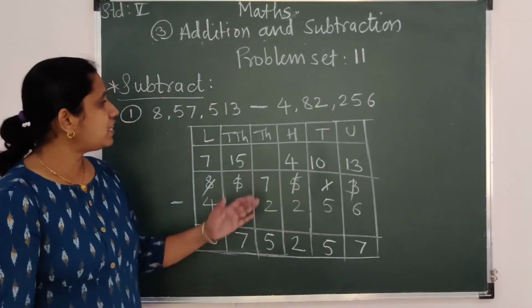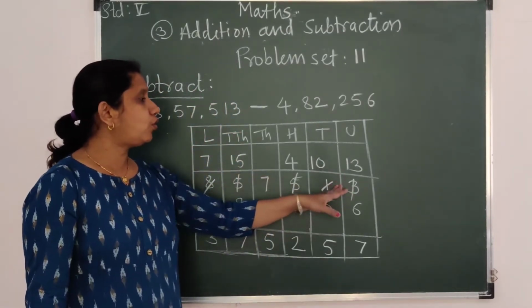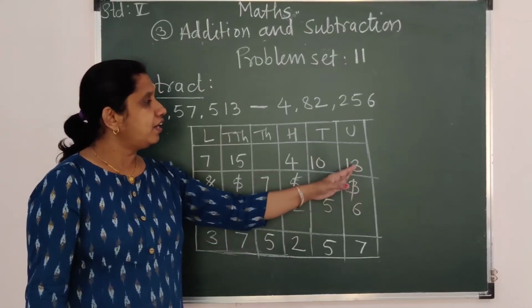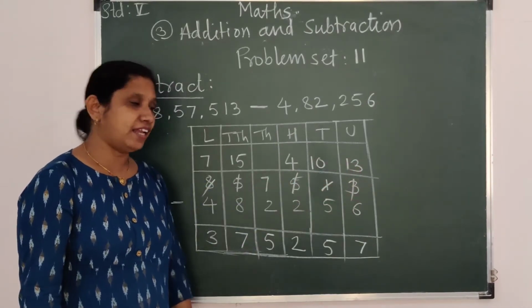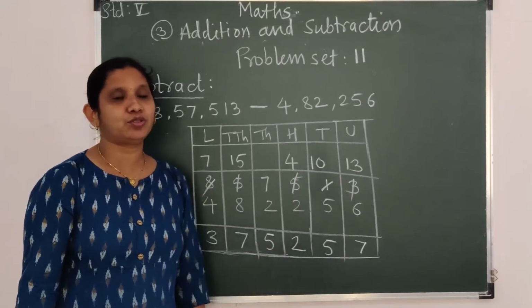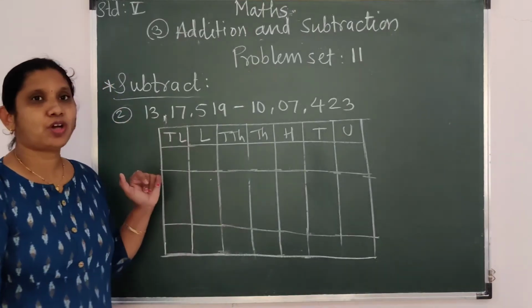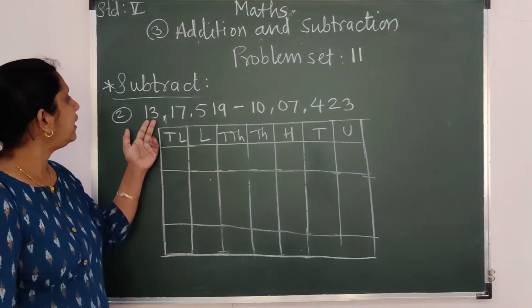3,75,257. Always remember, when we are borrowing from the previous place, that number is increasing by 10 and it is easy for us to solve the example. Students, let's begin to solve example number 2.